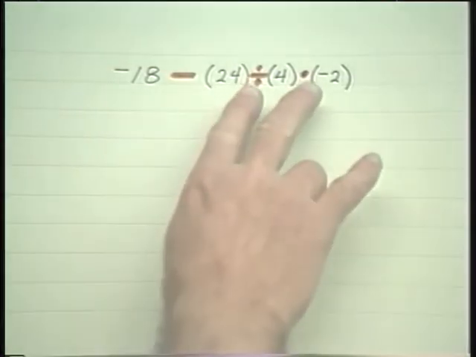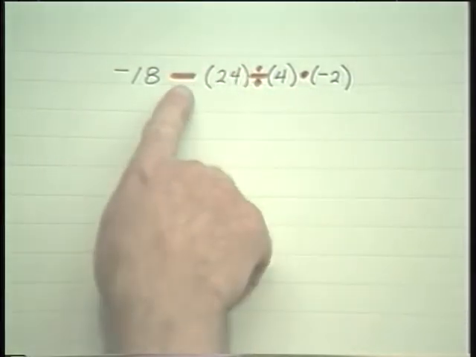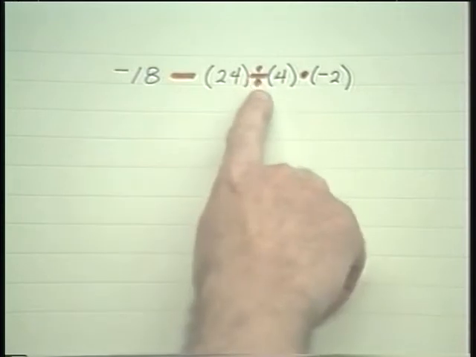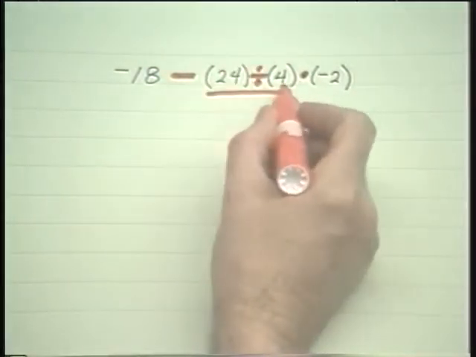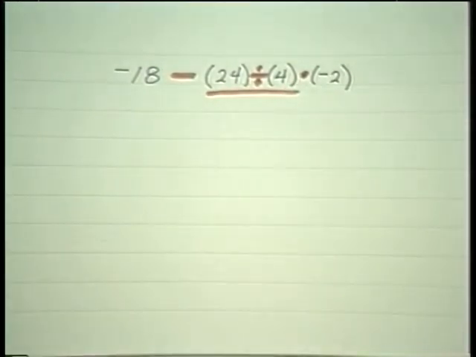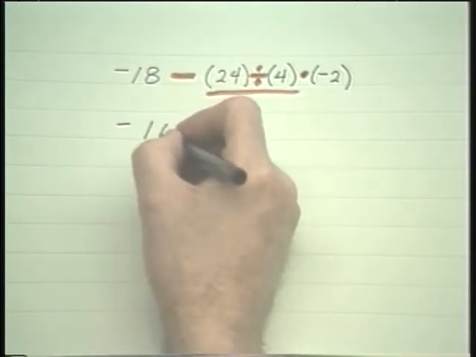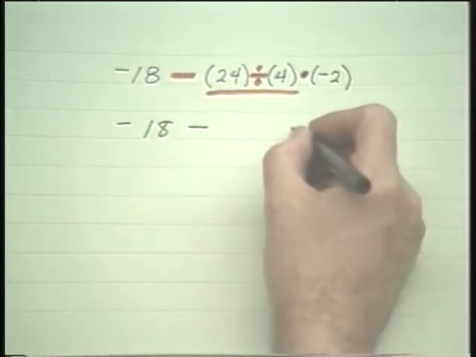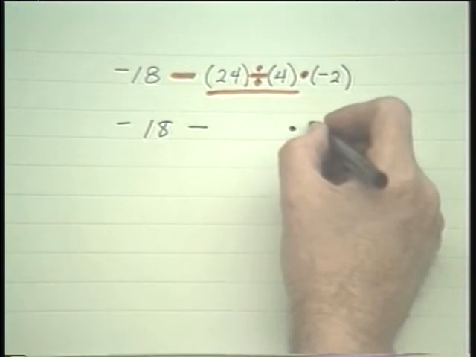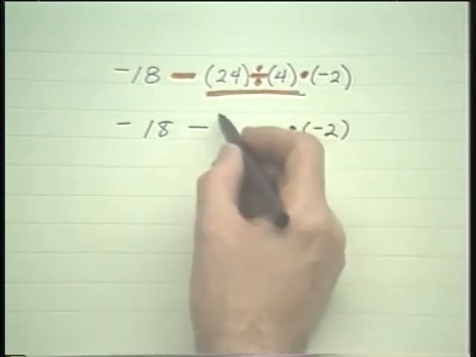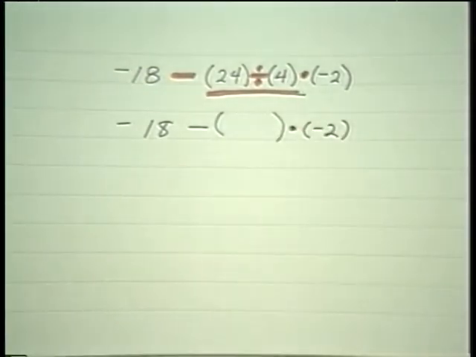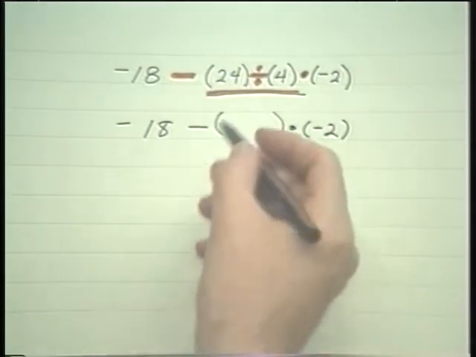And of course we do multiplication and division before addition and subtraction, and we do them as we come to them. So the first thing we're going to do is the division, which is between those two numbers. And in fact, everything else will remain the same, at least in our mind. So we're going to replace this division by its quotient. And of course, 24 divided by 4 is 6.